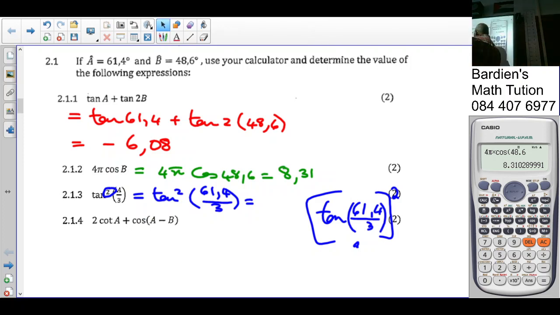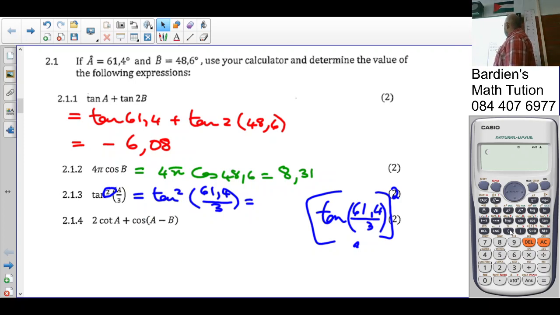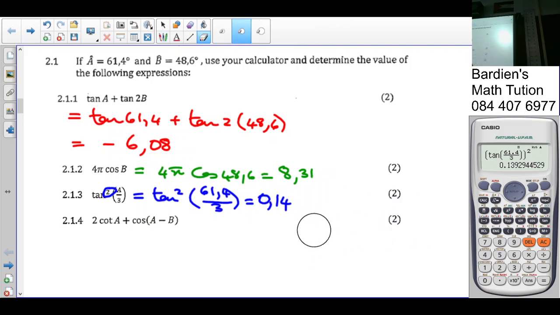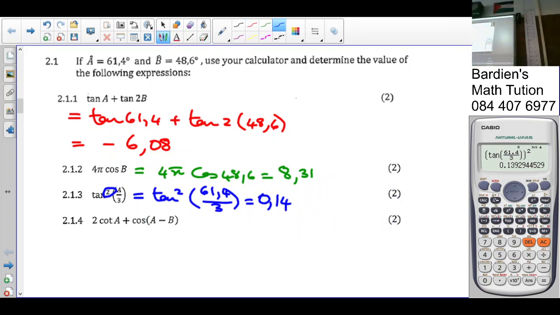So if you put that in a calculator, you enter it as follows. It's going to be tan, you see, we can't get that square in here. Tan, 61.4 over 3. You close the first bracket, close the second bracket, and that's being squared. That gives 0.14.